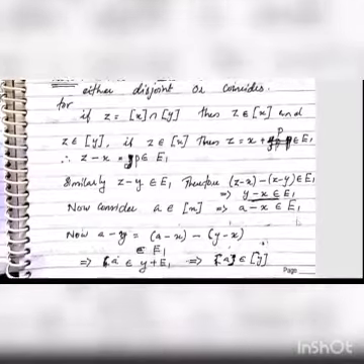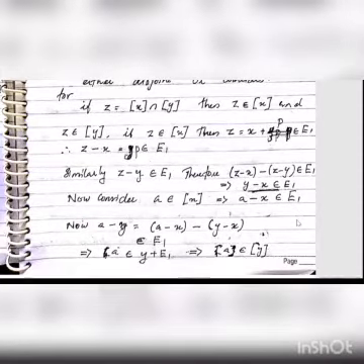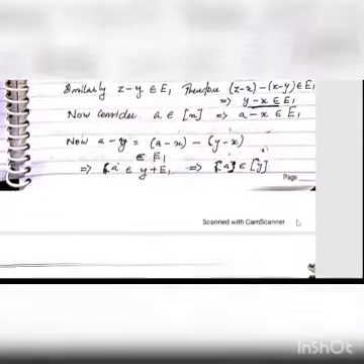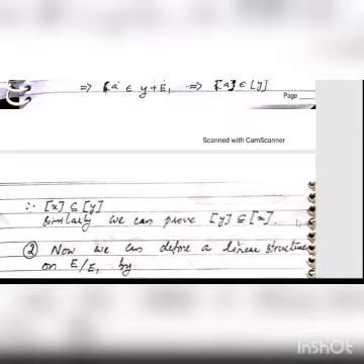Now consider a belonging to coset [x]. Then a minus x belongs to E1. Now a minus y can be written as (a minus x) minus (y minus x). This again belongs to E1, which implies a belongs to y plus E1, which implies a belongs to the coset of y. Therefore, coset [x] is contained in coset [y]. Similarly, we can prove the inclusion the other way. So, two cosets are either identical or disjoint.